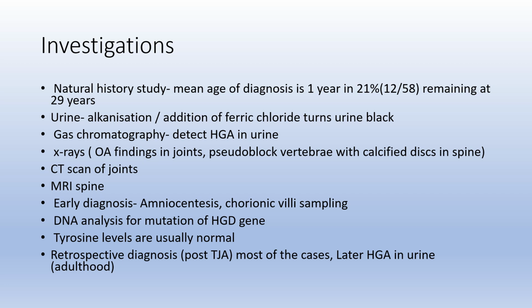As far as early diagnosis or prenatal diagnosis is concerned, amniocentesis and chorionic villi sampling have been proven useful, and DNA analysis for the mutation of the gene on chromosome 3 has also proven to be beneficial. The point to remember is that the tyrosine levels of these patients are usually normal.